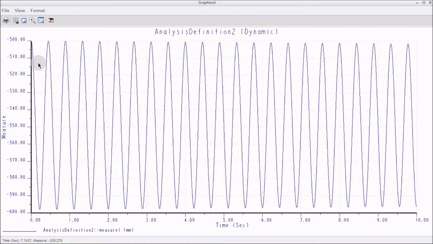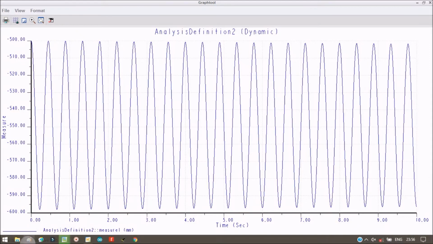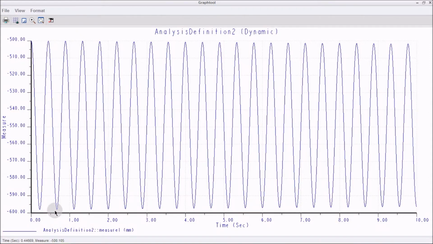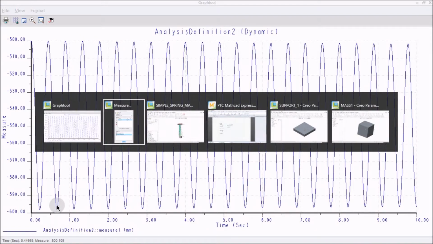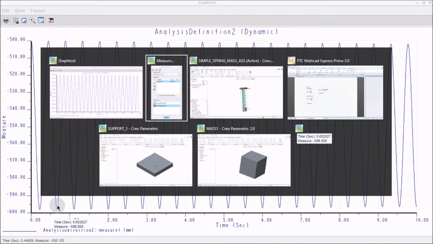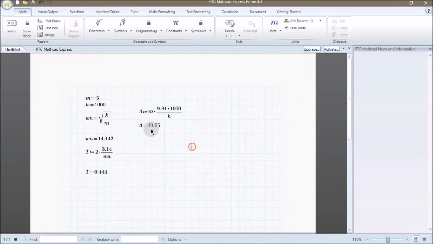To complete one cycle, as you click this point, the time period will be shown here, because from here to here one cycle is completed. The time period shown by the analysis is something like 0.44669 seconds, and the analytical result for this system is a time period of around 0.44.